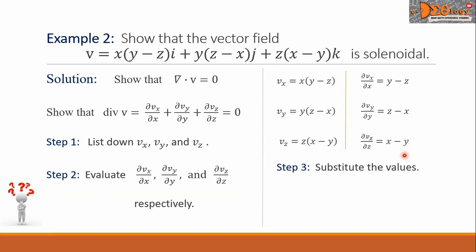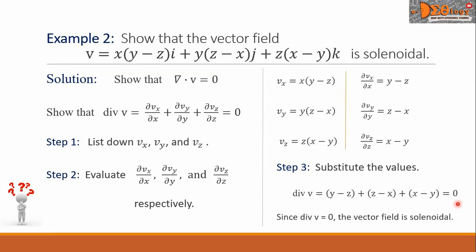Step 3, let us substitute the values. So the div v is equal to y minus z plus the quantity z minus x plus the quantity x minus y. If we remove the grouping symbol and combine similar terms, the y here minus y will be 0. Negative z plus z is 0. Negative x plus x is 0, which means divergence of v equals 0. And we write, since div of v equals 0, the vector field is solenoidal.